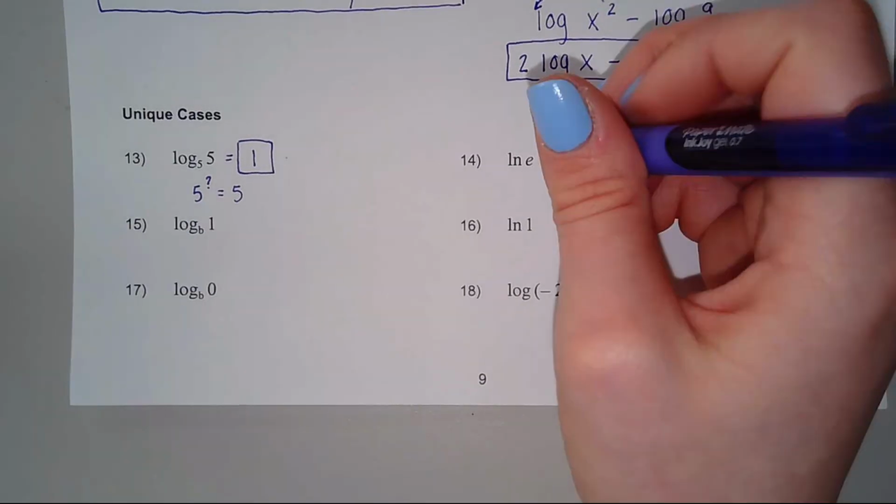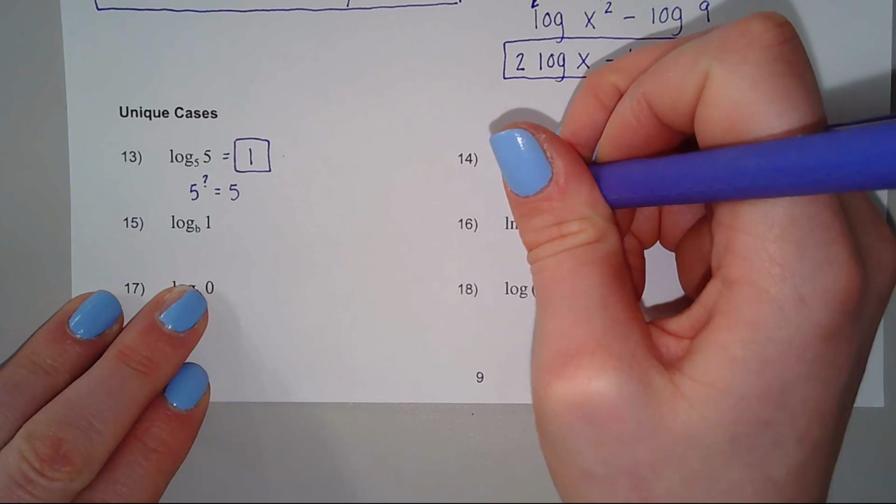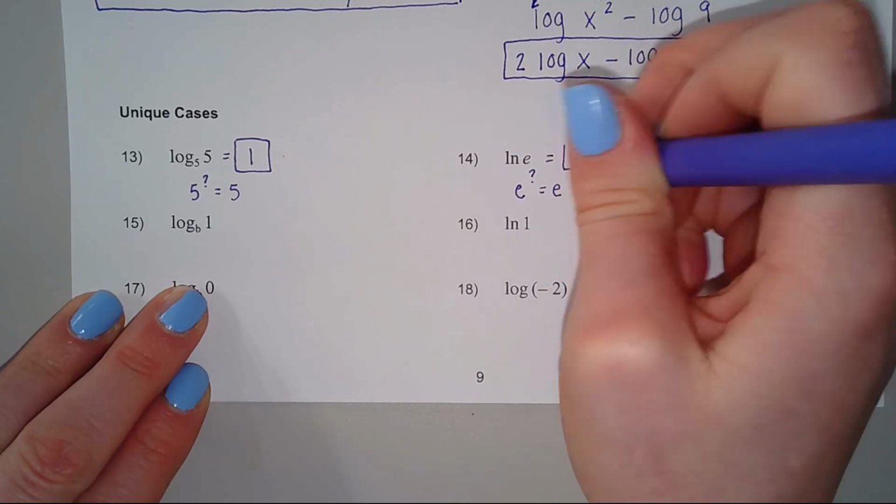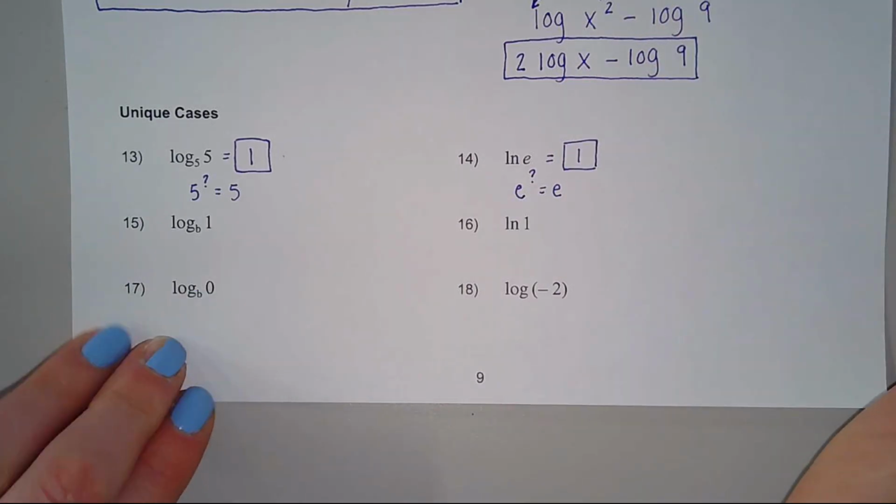Therefore, we know the natural log of e. I know this is a base e. So again, this is e to what power is e? Again, that would be 1 because the base and the exponent are the same.